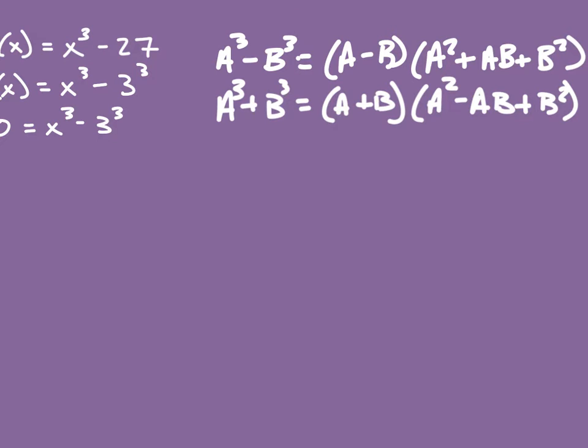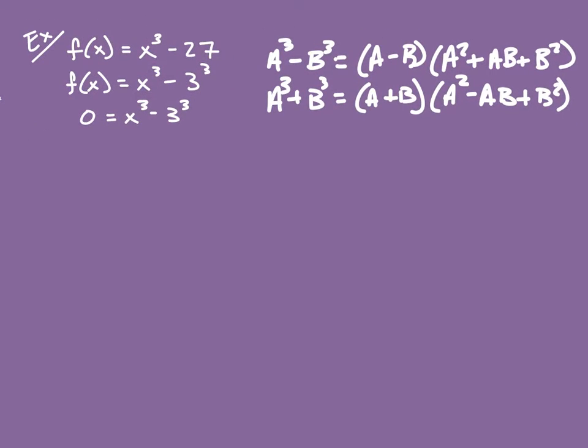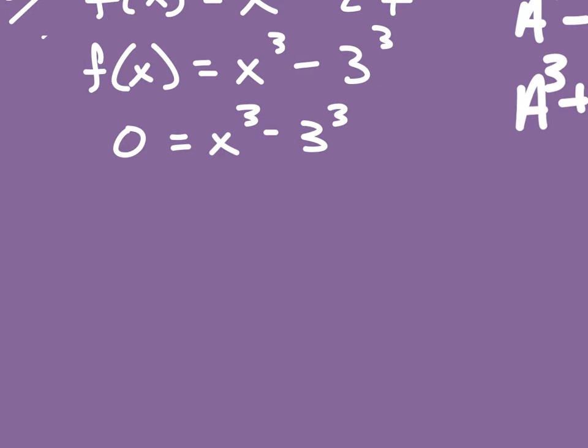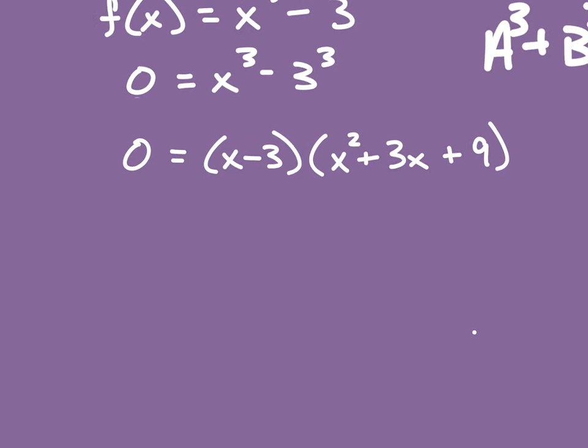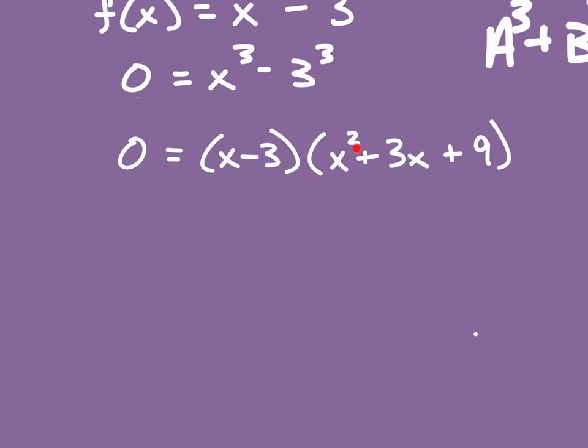From here, what we want to do is just recognize whether this is a sum or difference of cubes. My difference of cubes is here, so this is what I'm going to use. This is going to factor down to 0 is equal to x minus 3 times x squared plus 3x and then plus 3 squared, which is 9. From here, this is completely factored. I can't factor this any further. If we could, it would be a part of our formula that we use. At this point, we want to set each of these equal to 0.